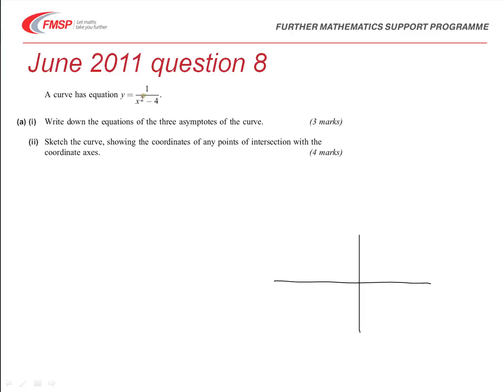So we need to consider what happens as x gets bigger and bigger, in order to determine what happens to y, and also what happens as x tends towards particular values that would make the bottom of this expression equal to 0. It could well be helpful if we factorised this expression, because this is the difference of two squares, so this just becomes x plus 2 and x minus 2.